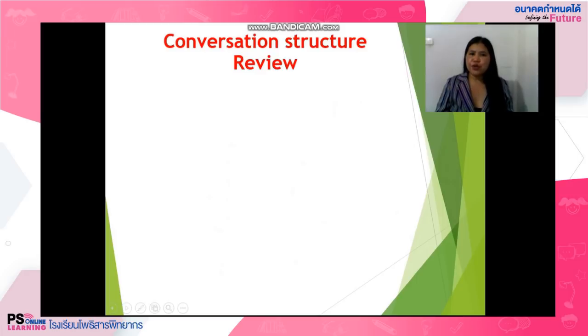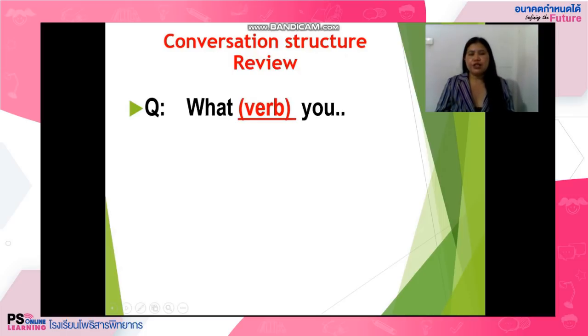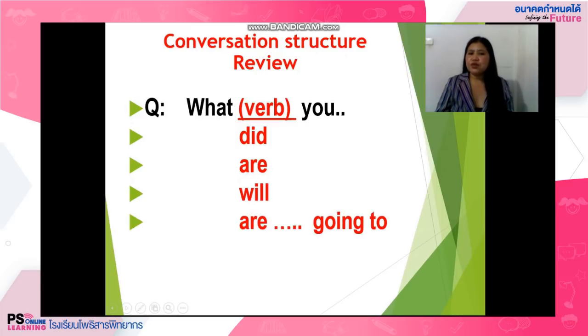Okay, so let us review our conversation structure. The first thing that you have to remember is that our question always starts with what, and then the verb, the action word, followed by the subject, which is you. What, and then verb, and then you. What are the verbs that we used? We used did, we also used are, we also used will, and we also used are and then going to.